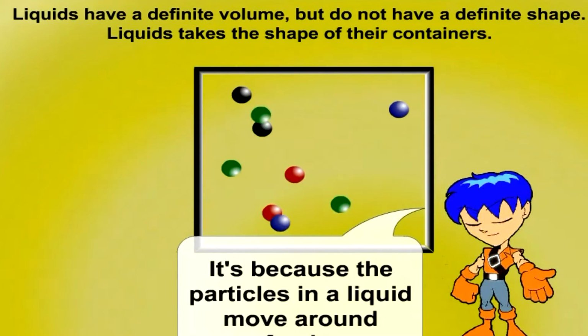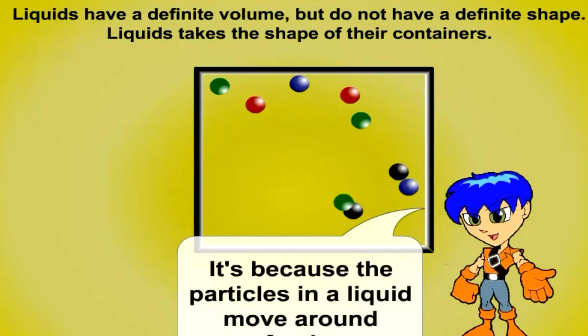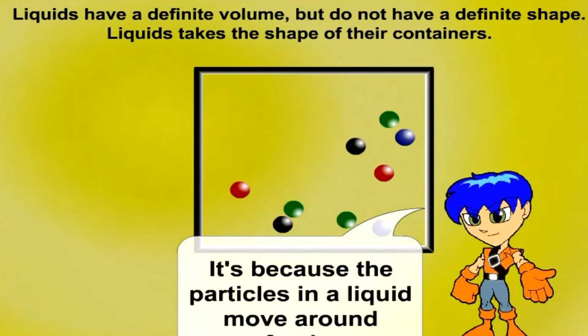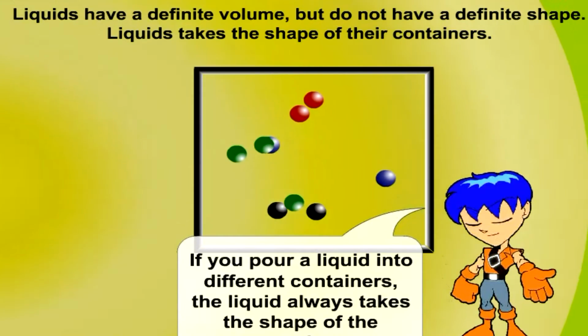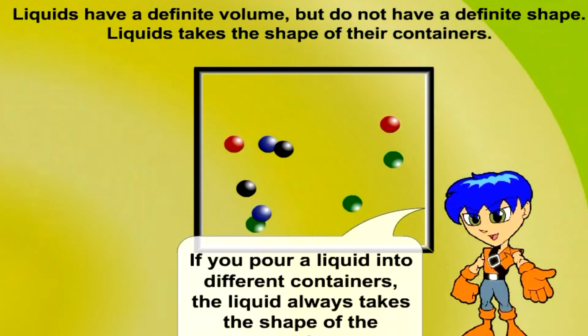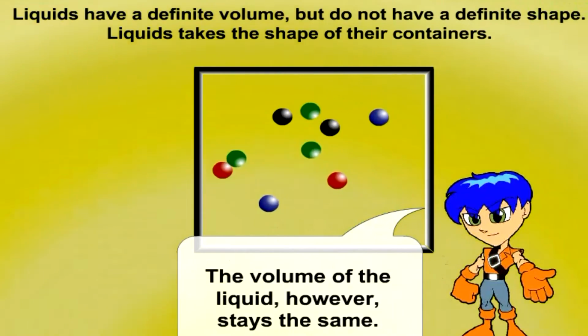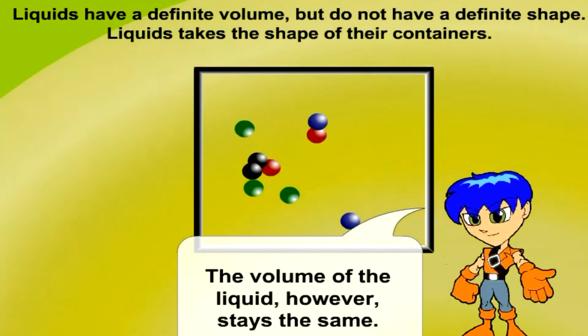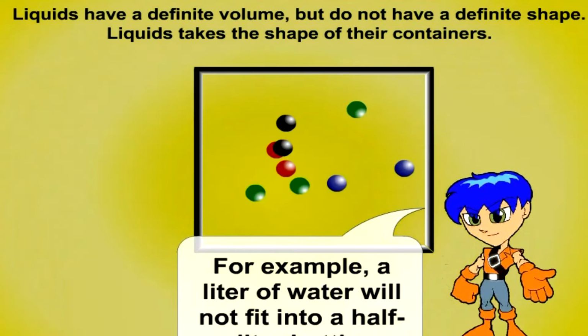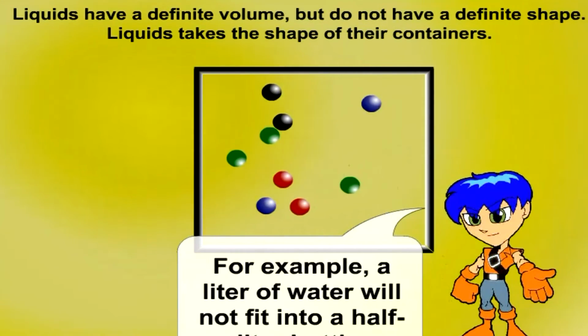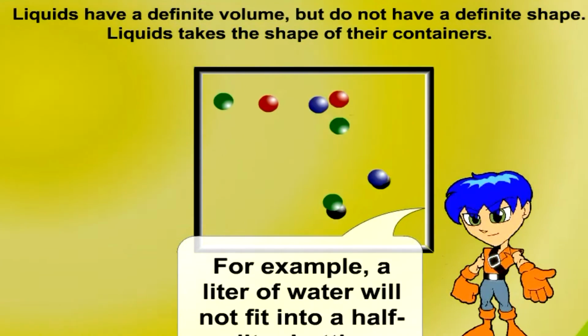Why? It's because the particles in a liquid move around freely. If you pour a liquid into different containers, the liquid always takes the shape of the container. The volume of the liquid, however, stays the same. For example, a liter of water will not fit into a half-liter bottle.